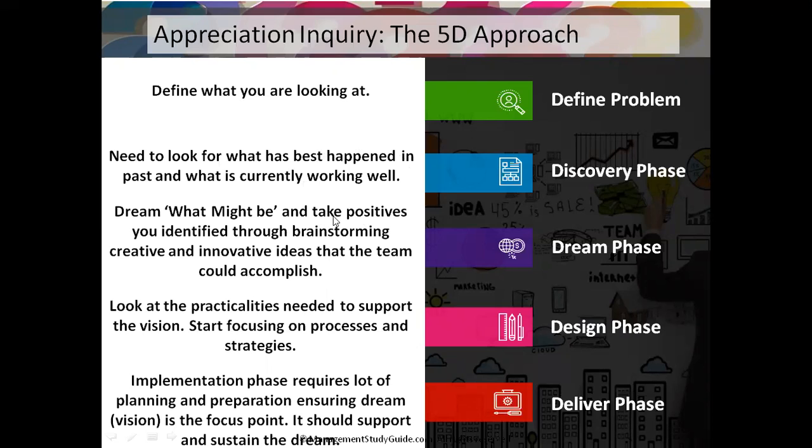All right. So in the dream phase, we need to be creative, innovative, and brainstorm. Then in the design phase, look at the practicalities needed to support the vision. Start focusing on processes and strategies. The implementation phase requires a lot of planning and preparation, ensuring the dream, which is the vision, is the focus point. It should support and sustain the dream.